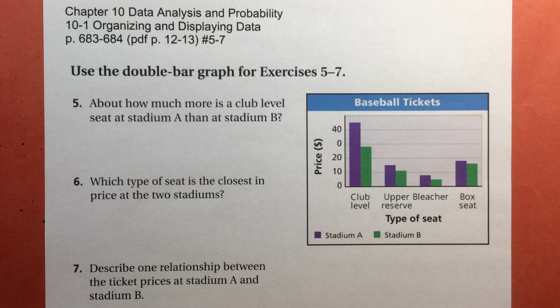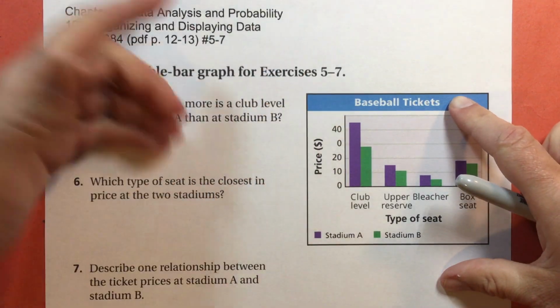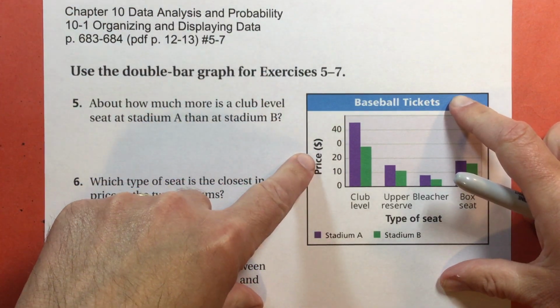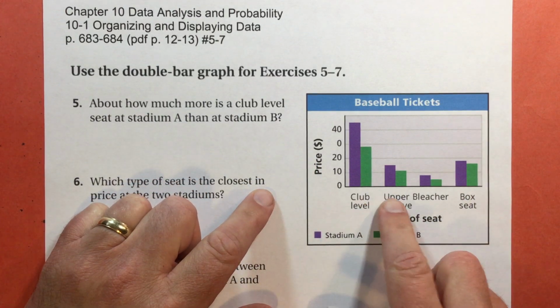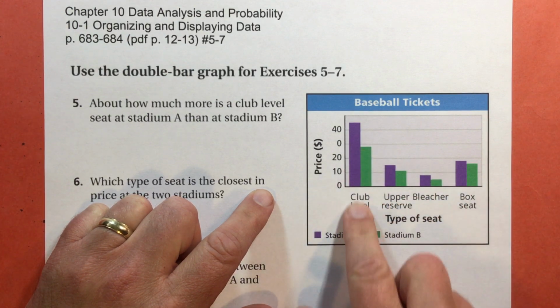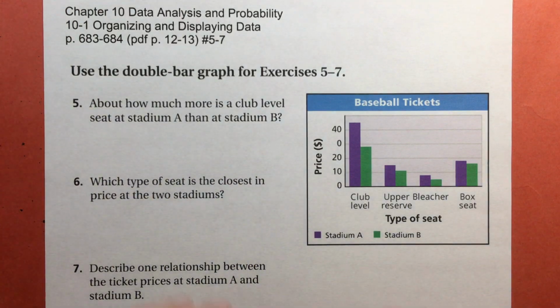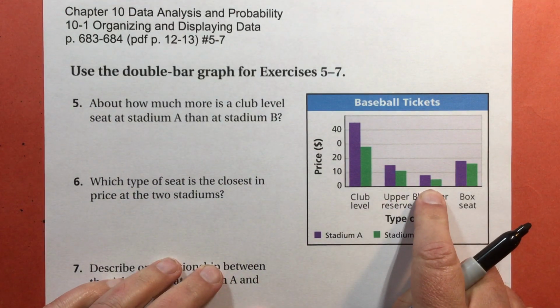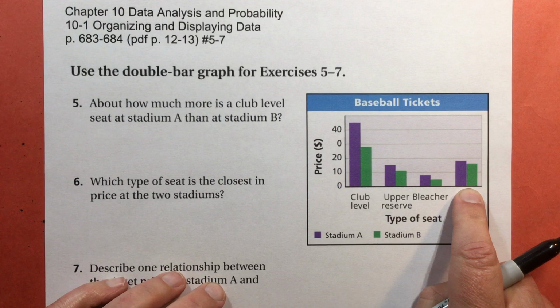In this case, we're using a double bar graph. So let's look at the graph and see if we understand what's going on. First of all, the title of the graph is baseball tickets. So we're talking about the price of baseball tickets compared to the type of seats. We have categories: club level, upper reserve. Club level is nice, so that's why you're going to pay a lot for them. You got upper reserve, just the bleachers with nothing, so those are the cheap seats, and you got some box seats. Box seats are nice, they're probably like behind home plate, right?